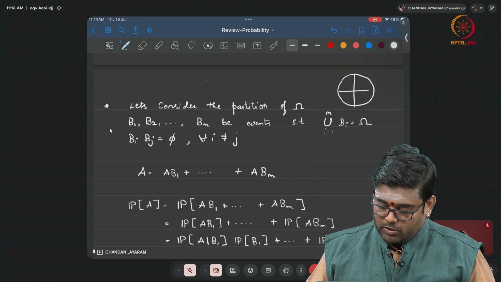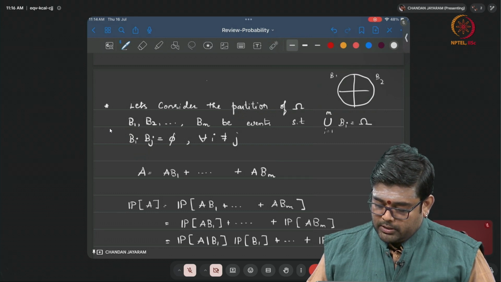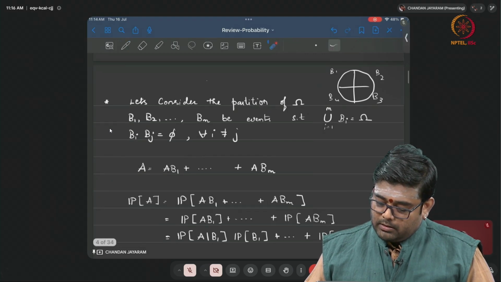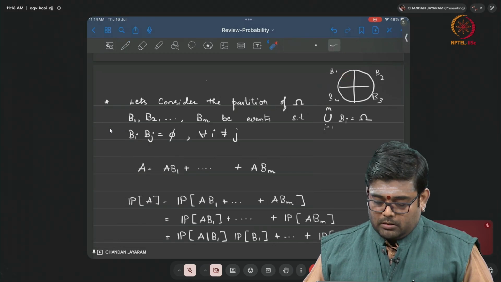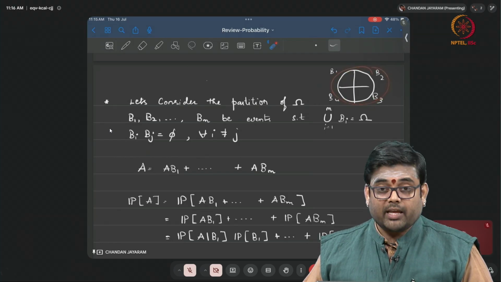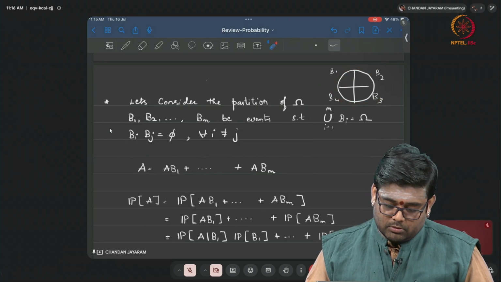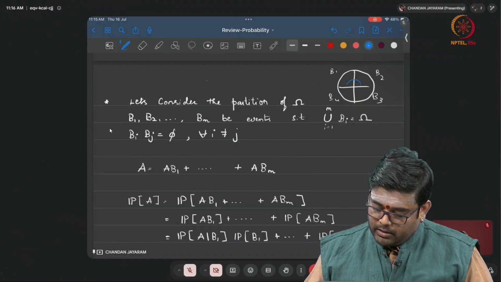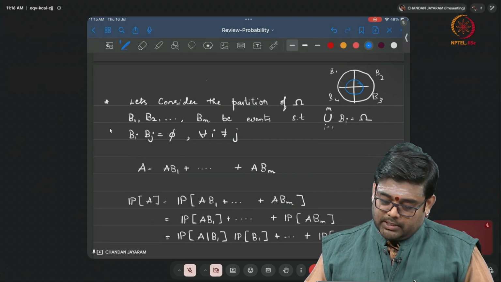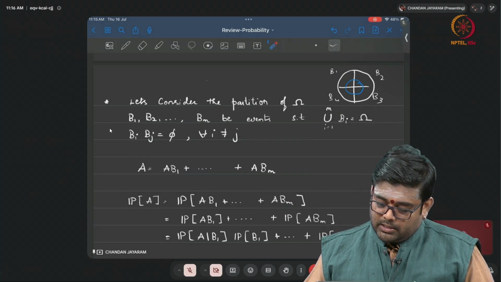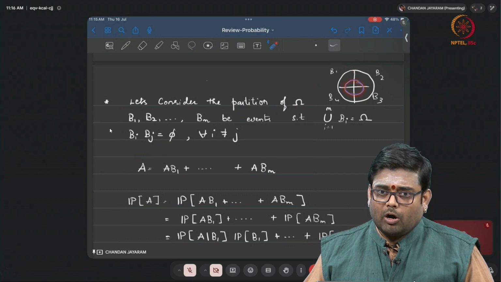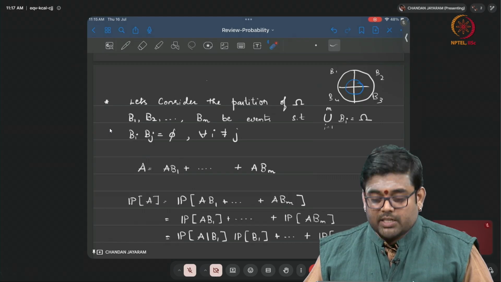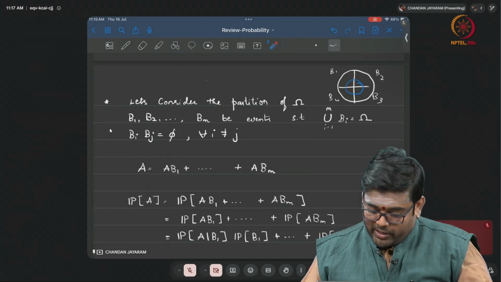For example, you can think of this as B1, B2, this is B3 and this is B4. These are the 4 partitions that are there, and they are mutually exclusive. In that case, you consider any event A. Let's say you have considered this specific event A, the one in blue. This whole thing is A. How do we represent this? It is a union of these 4 parts, each a slice of a pie, which you can consider.